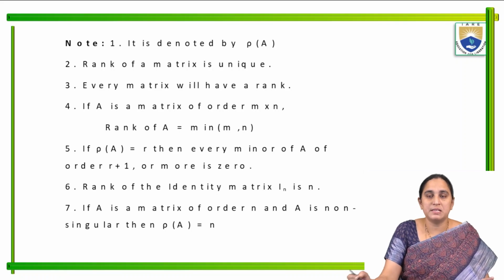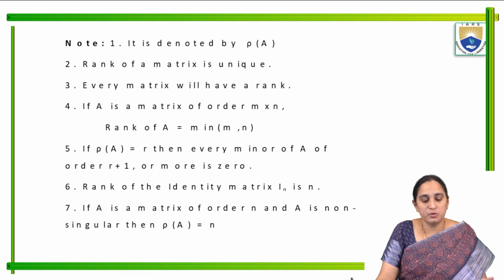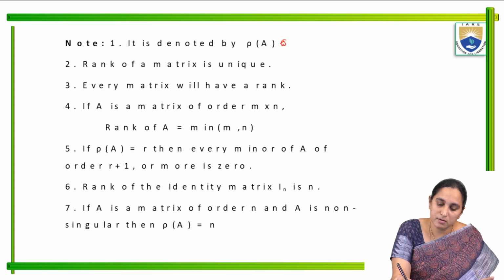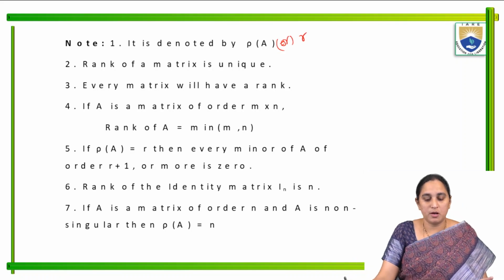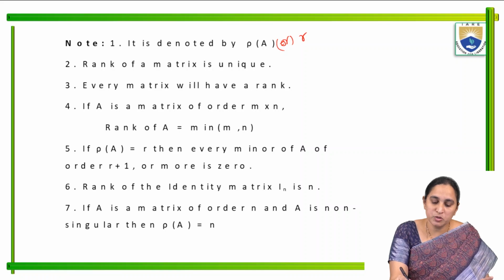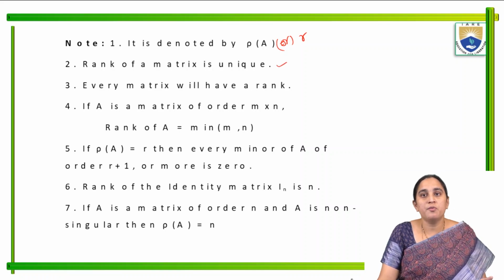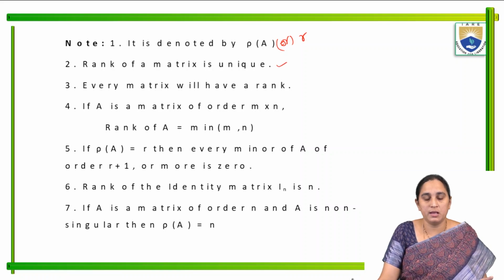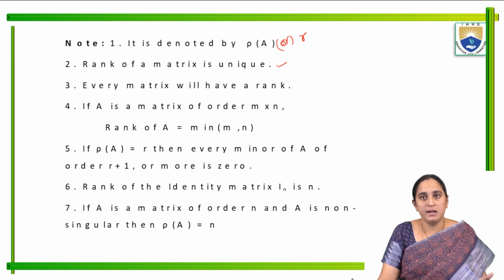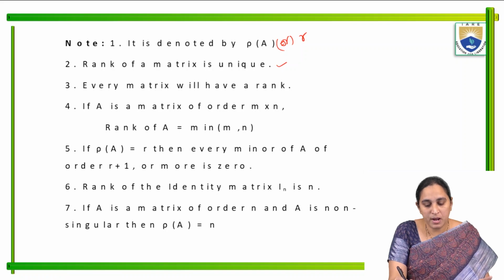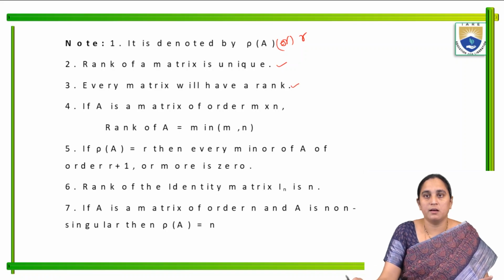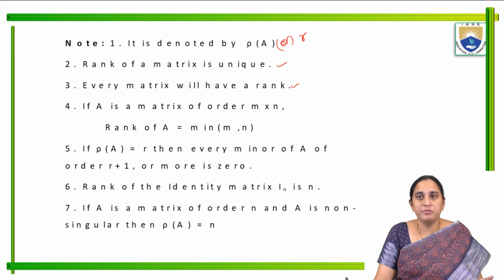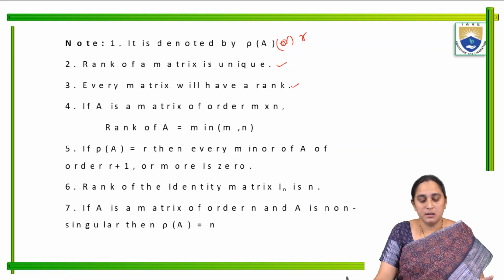What about the first point? Rank is denoted by rho of A or small r. What about the second point? The rank of a matrix is unique. Any matrix, that rank is unique. And the third point: every matrix will have a rank.